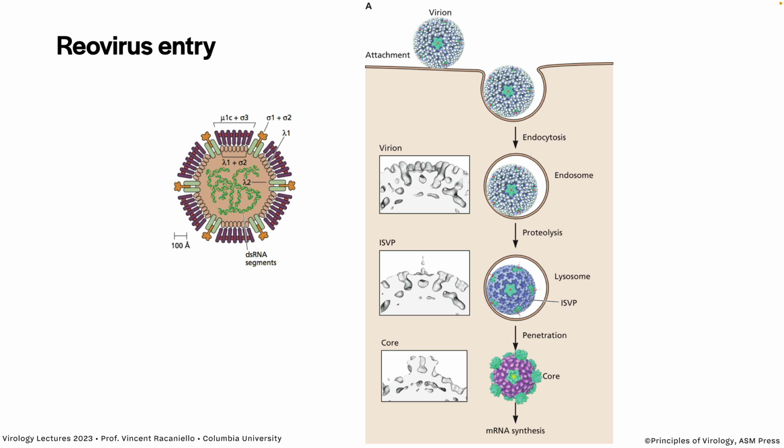So the fusion peptides, if you will, are beneath that outer shell. The outer shell is removed by lysosomal proteases, and then the virus can get out of the endosome. And so that's the function for having two shells. The outer shell is to protect the fusion peptide until the right condition is met, the proteases to remove it.